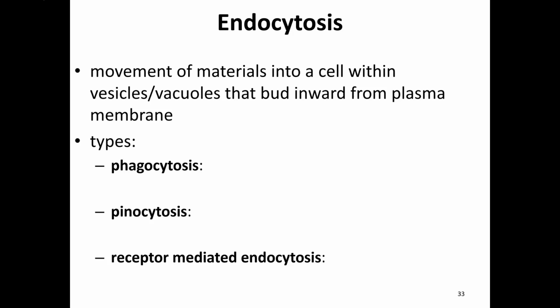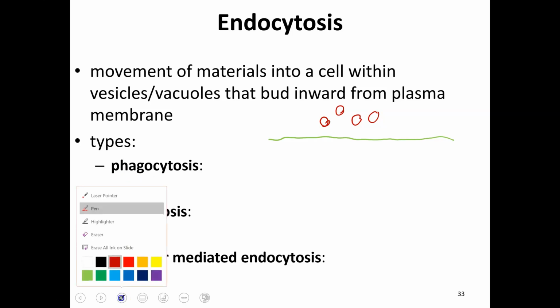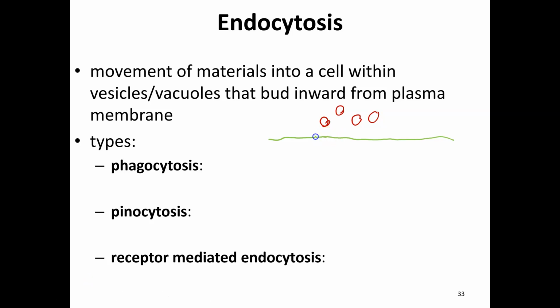With endocytosis, the plasma membrane actually engulfs a portion of the material on the outside. So in this case, I'm just using green as my plasma membrane. And outside of the plasma membrane, we have some different molecules, right? So we're going to have these little blobby things outside, and the plasma membrane is going to engulf them. Let me just get that color back. So the plasma membrane actually surrounds those blobs and pulls them into the cell. That's endocytosis. So the materials enter the cell.